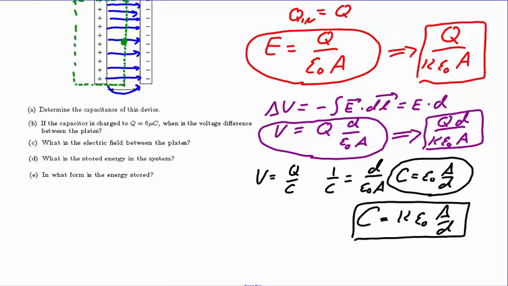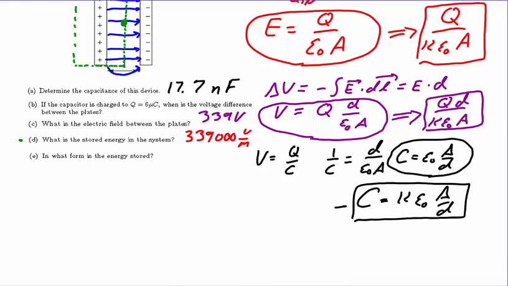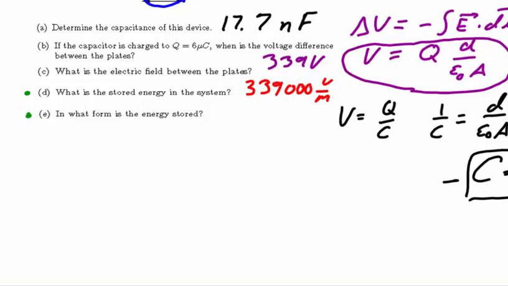For part A, we plug into the capacitance formula and get a result of 17.7 times 10 to the minus 9 farads, which we will call nanofarads. For part B, we plug into the voltage formula using 6 microcoulombs as our charge, and then we come up with the result 339 volts. Finally, for the electric field, we plug into the appropriate formula, and we get 339,000 volts per meter.